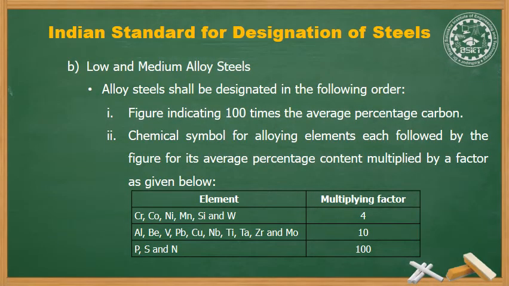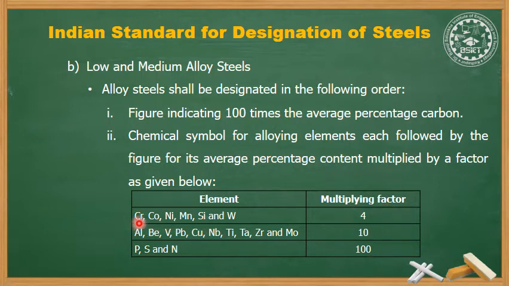Next is low and medium alloy steels. Low and medium alloy steels are designated in the following order. First, figure indicating 100 times the average percentage of carbon. Second, chemical symbol for alloying elements, each followed by the figure for its average percentage content multiplied by a factor as given below. So for low and medium alloy steels, we have different multiplying factors for different elements.